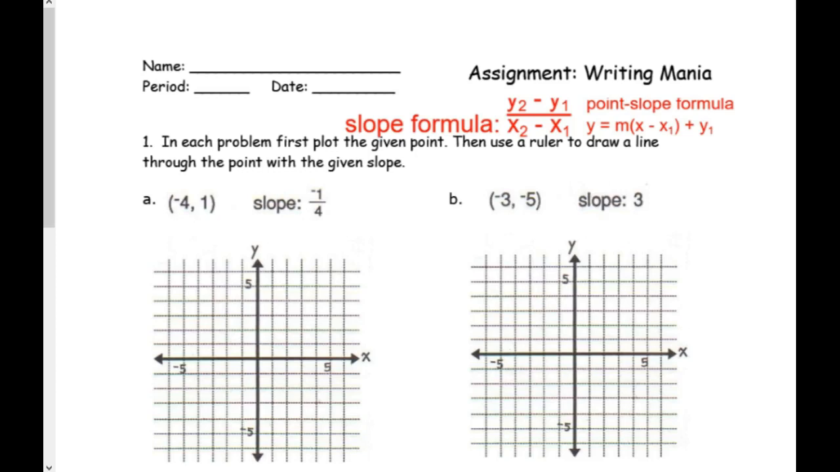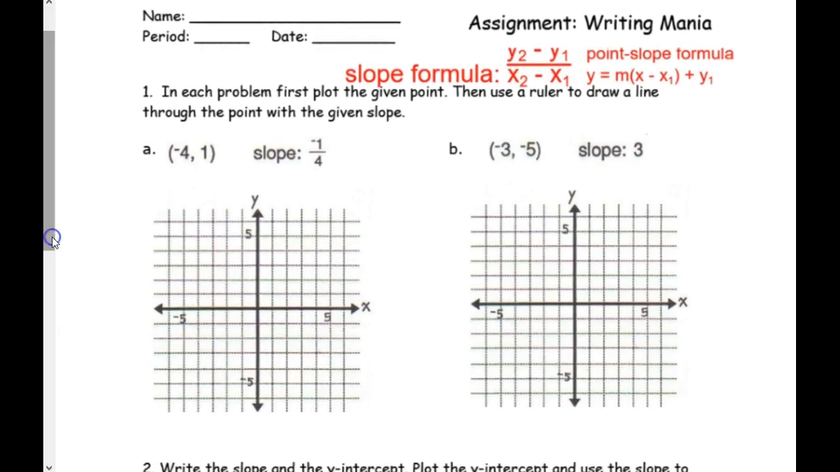Now, this assignment, it's called Writing Mania. Number 1, A and B are slightly different. The reason why these are slightly different is because we don't have a y-intercept. We're given a random point, okay? So is everyone watching? I'm going to show you how to do this, okay? If you're going to do number 1A, what does it say to do first if you read?